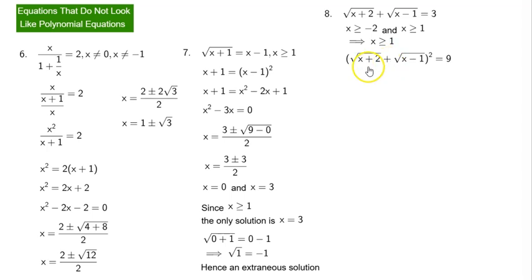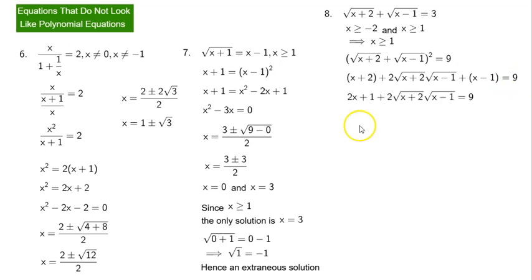Now squaring both sides, we get (square root of x plus 2 plus square root of x minus 1) the whole square is equal to 3 square, that is 9. Expanding the square, we get x plus 2 plus 2 times square root of x plus 2 times square root of x minus 1 plus x minus 1 equal to 9. Simplifying it, we get 2x plus 1 plus 2 root x plus 2 root x minus 1 equal to 9.